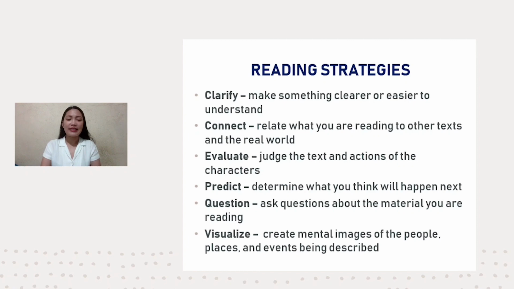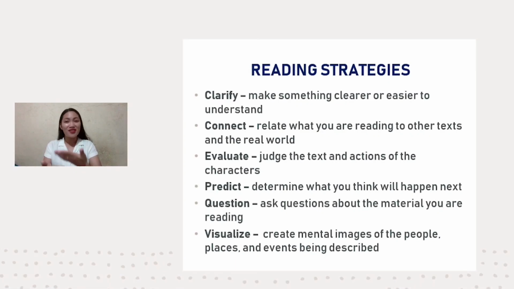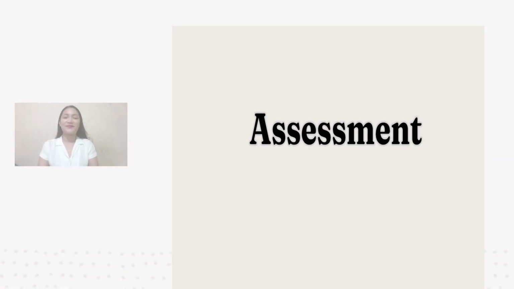And then, last is visualize, or create mental images of the people, places, and events being described. So this is what readers always do. As we read, we keep on imagining people, places, and events. Our minds create images of what is being described in the text because we just have the words. We just read the text, so what we usually do is picture it out in our minds. Okay? So those are the different reading strategies.